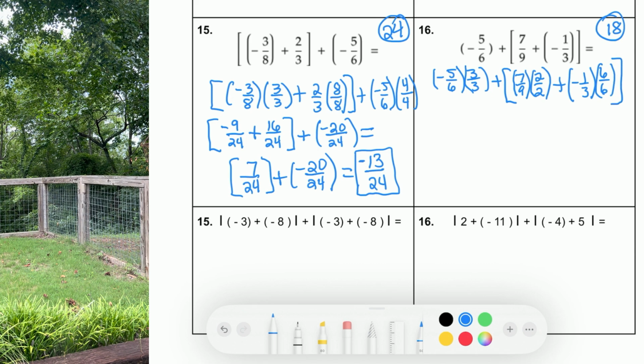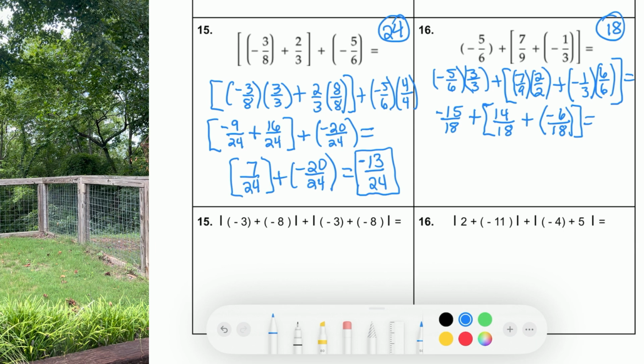Bracket and equal. All right, so negative 5 times 3 is negative 15. 6 times 3 is 18. 7 times 2 is 14. 9 times 2 is 18. Negative 1 times 6 is negative 6. 3 times 6 is 18. Now we have all common denominators and we can go ahead and solve.